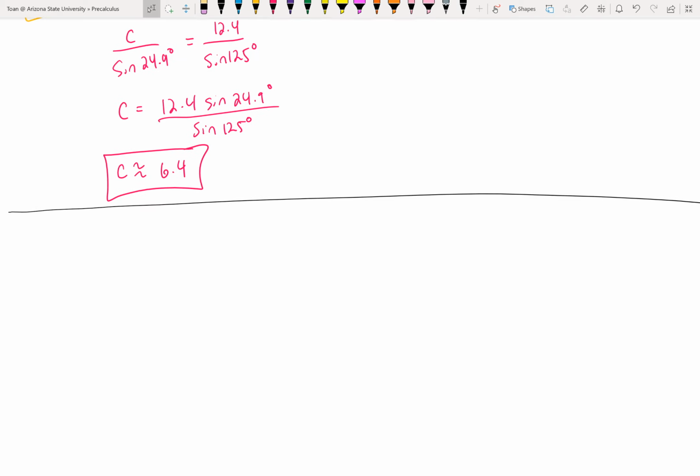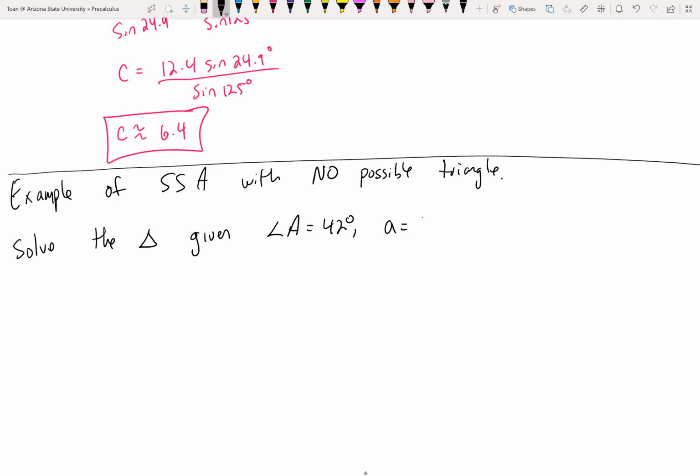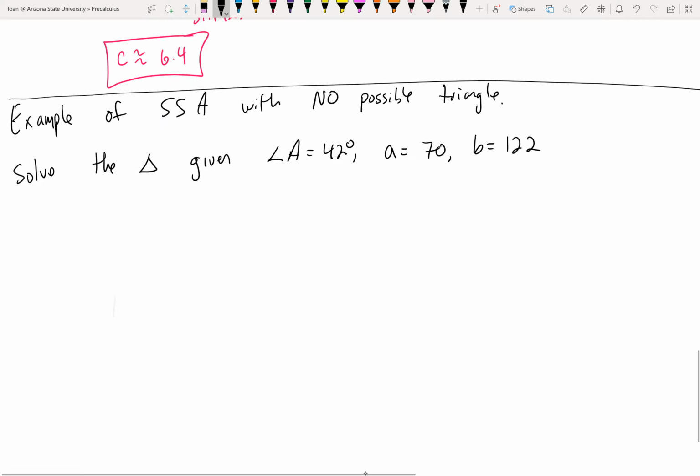Let's do an example of the side-side angle case with no possible triangle. Suppose I ask you to solve the triangle given angle A is 42 degrees, side A is 70, side B is 122.